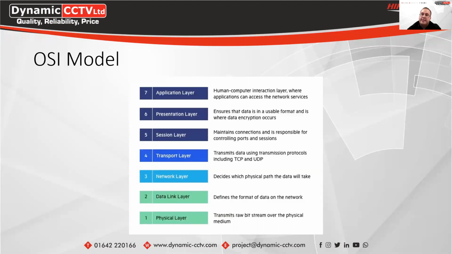However, these different layers are still in use today, and it's still the easiest way to visualize how it works, going from the physical layer to the data link layer, up to your network layer, and then to the transport layer on how that information is transported. Your session layer maintains the connections and is responsible for controlling ports on the system. Your presentation layer is used to ensure that the data is in a usable format, and if the data is encrypted, this is the layer that will happen in. And then your application layer is where you would actually interact with it. So that's your human and computer interaction layer within the system itself.